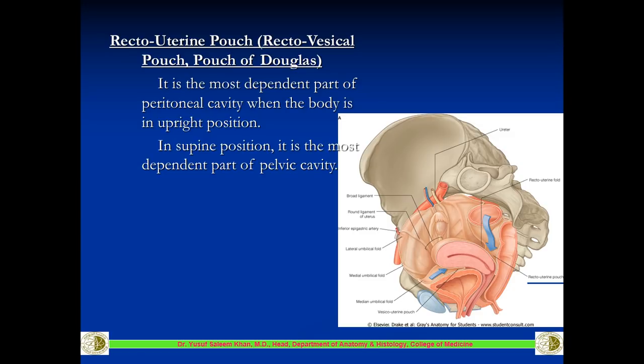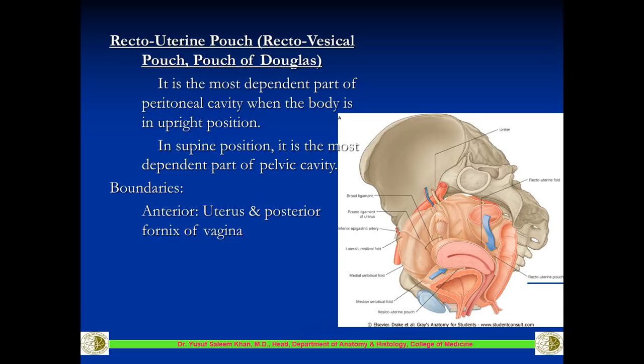And this is also the most dependent part when the person lies down in the supine position. So in the pelvic cavity, this is the most dependent part when the person lies down, but for the whole of the abdomen, this is the most dependent part when the person stands in erect position. Okay, so what are the boundaries of this?